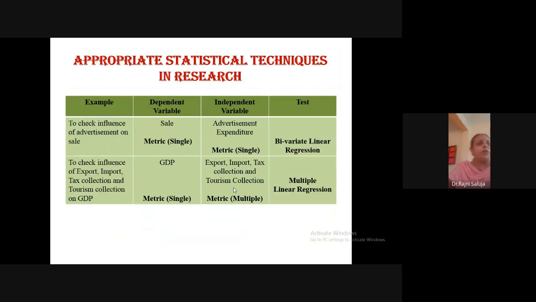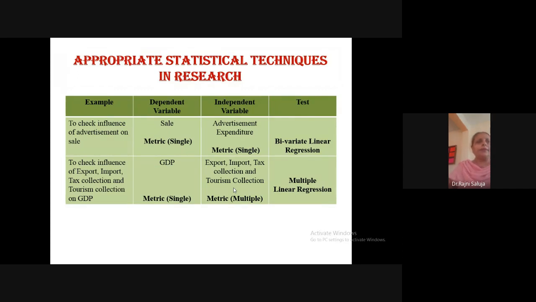For example, I'm just giving an example to explain what type of technique is to be applied. Suppose we want to check the influence of advertisement on sales. Here the dependent variable is sales, and the metric is single. The independent variable in this case is advertisement expenditure, so the metric is also single. By bifurcating this, we come to know that bivariate linear regression is applied, bivariate because there are two variables.